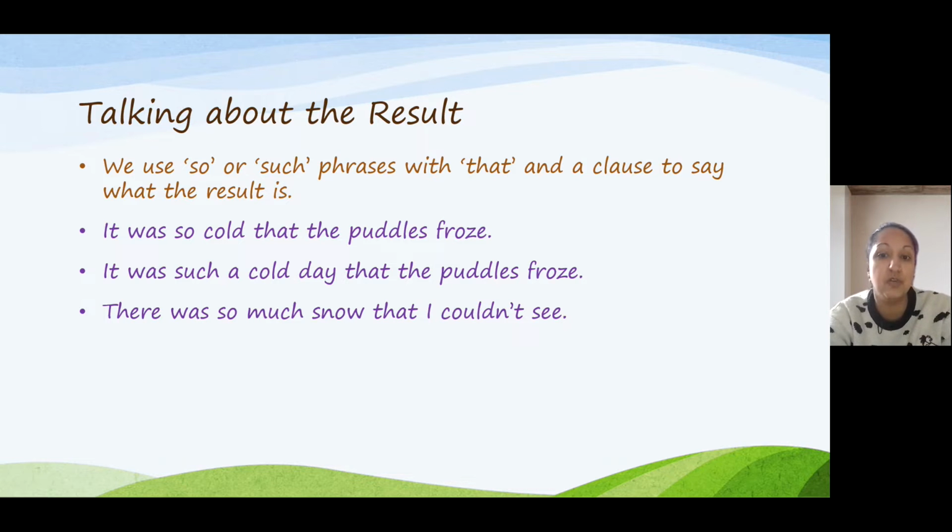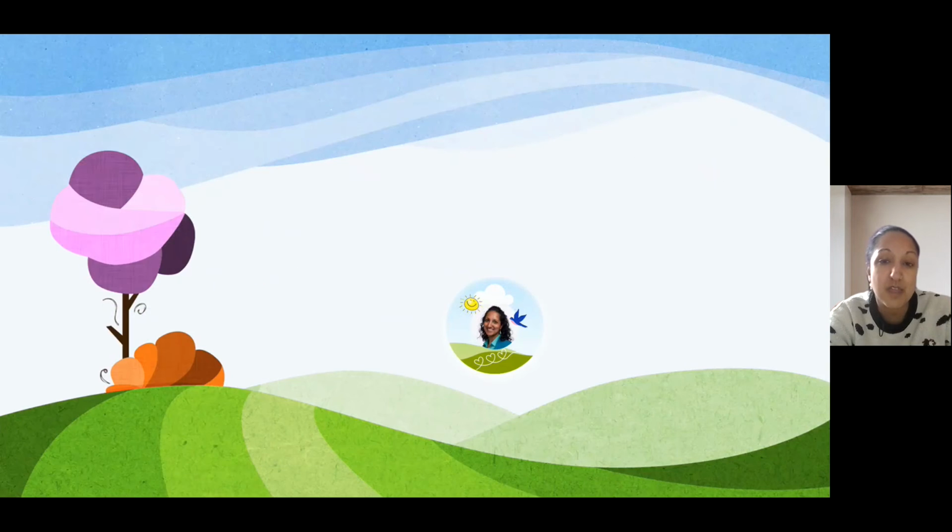There was so much snow that I couldn't see. So there was a lot of snow. As a result, I couldn't see. Remember, snow here is a noun, but because there's a quantifier in front of it, much, we need to use so, not such.